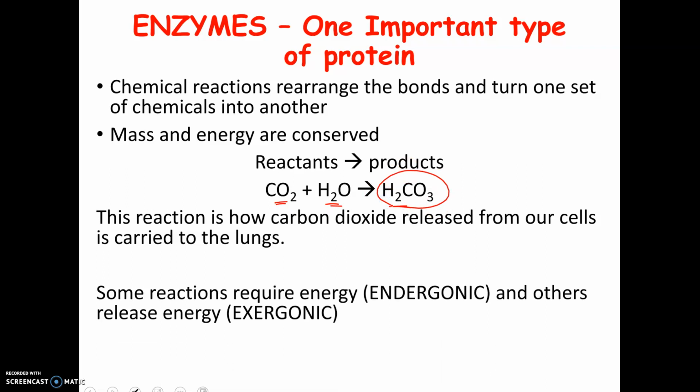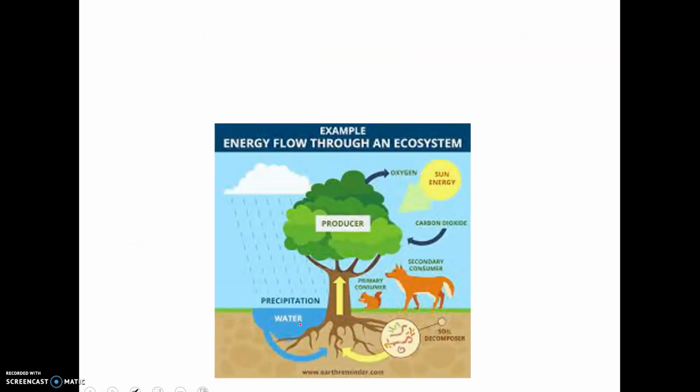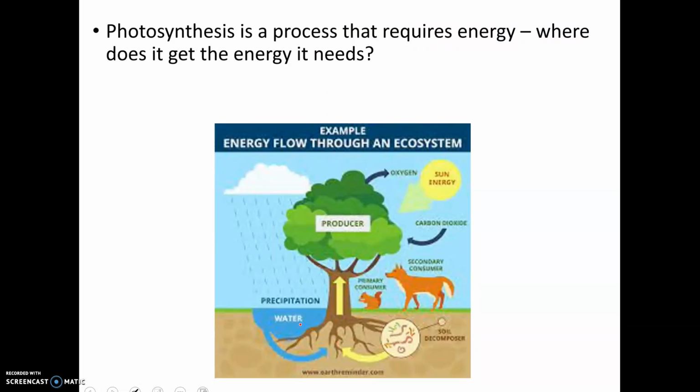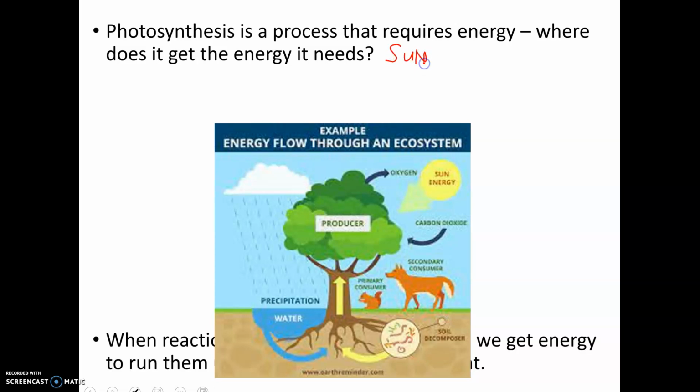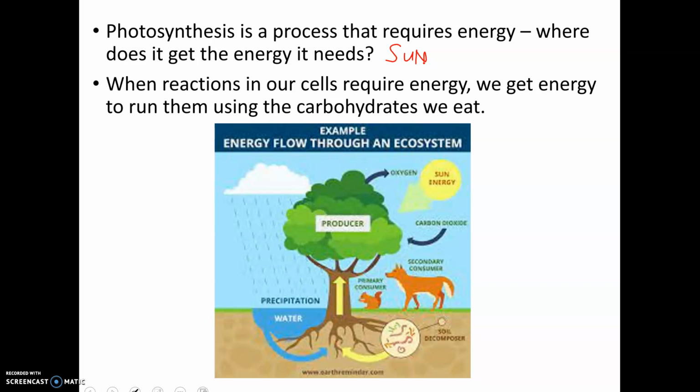But some reactions require energy. They're called endergonic reactions, and other reactions release energy. They're called exergonic reactions. And you have both of these happening in your body. You have reactions that need energy. That's the whole reason why you have to eat, to get energy for those reactions. But you also have reactions that release energy, which is kind of where your body heat comes from. So photosynthesis, for example, is a process that requires energy, and it gets its energy from the sun. On the other hand, in your body, our cells do a process called cell respiration. We get the energy from the carbohydrates we eat for that process.